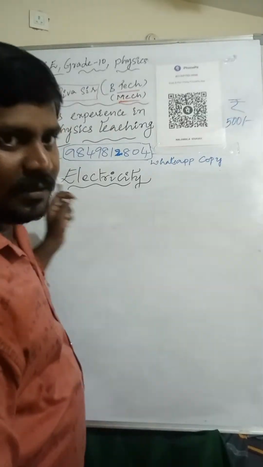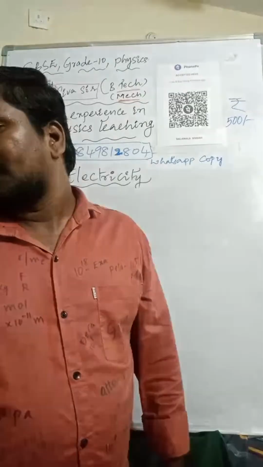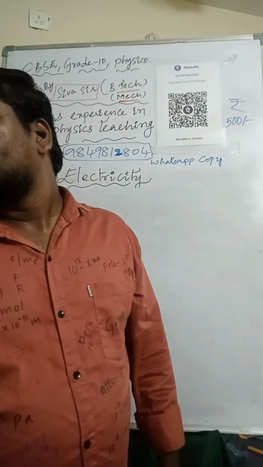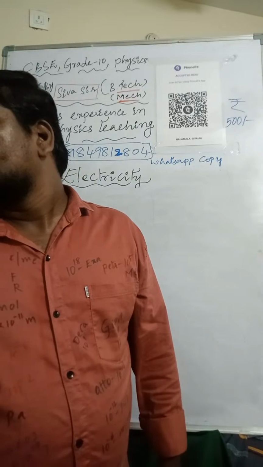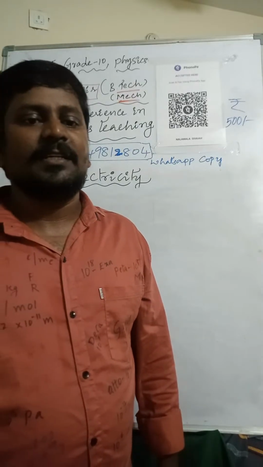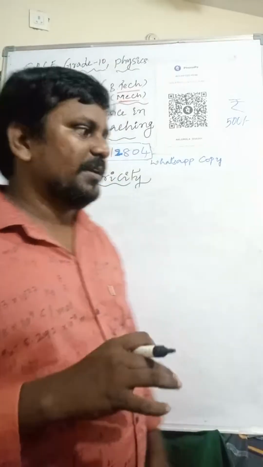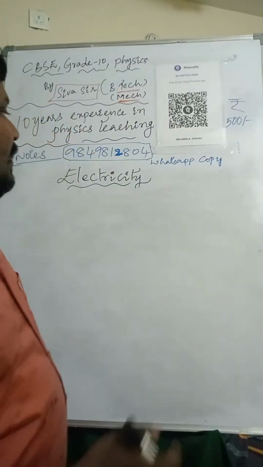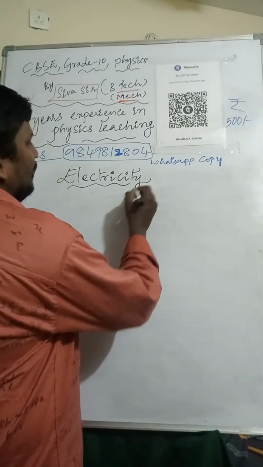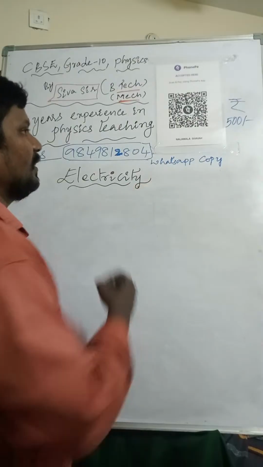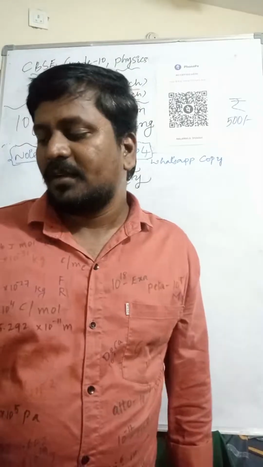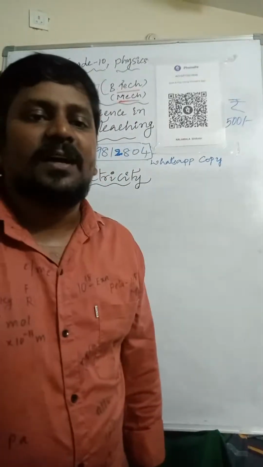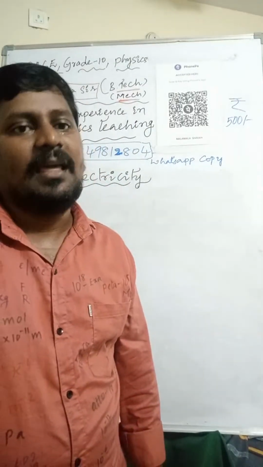Next one, we'll talk about electric circuit. So, shall we discuss appliances? An electric circuit is nothing but a closed and continuous flow of electric current. A closed and continuous path of an electric current is called an electric circuit.